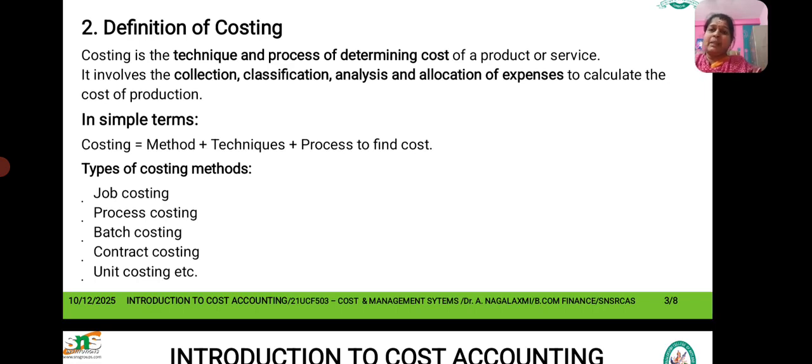So the technique or the process involved in determining the cost is said to be costing. There is a formula given: costing is equal to methods, techniques and the process to find out the cost. The costing includes different types of costing: job costing, process costing, batch costing, contract costing, unit costing, etc. So there are various types of costing methods used for various types of production. That is said to be costing methods.